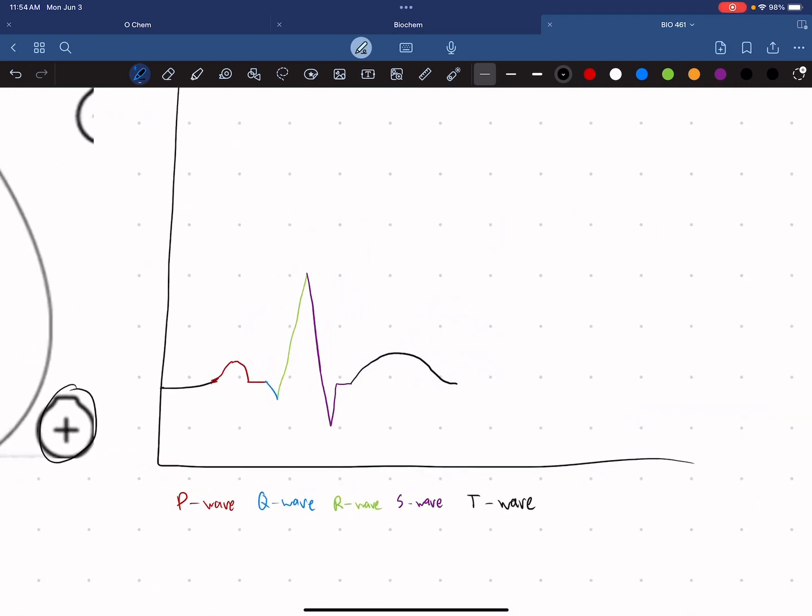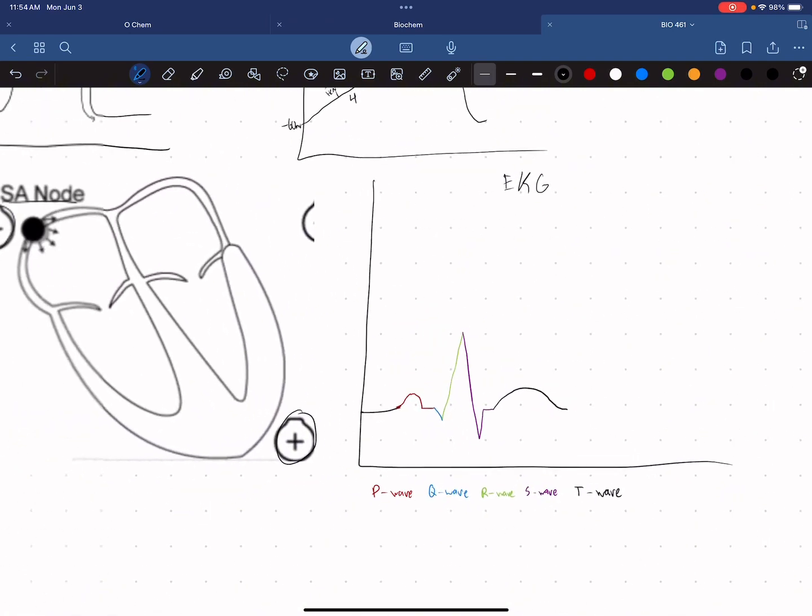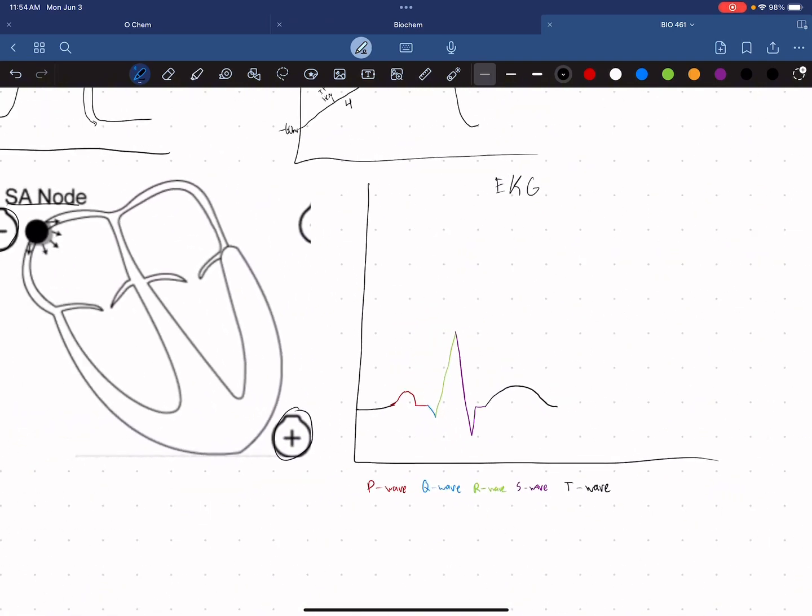And so that is the representation of how the electrical field moves through the heart and causes each one of these specific waves and their relation to where the electrical field is and the direction of the vectors.